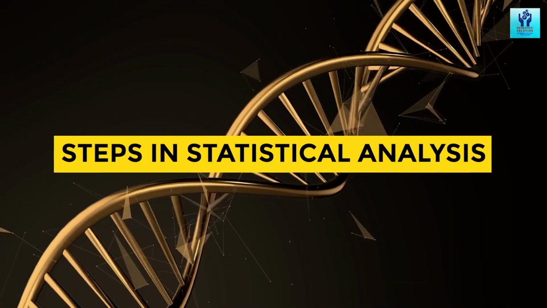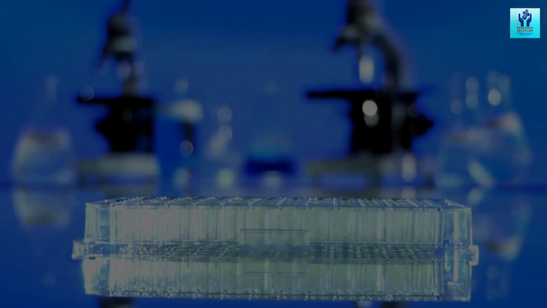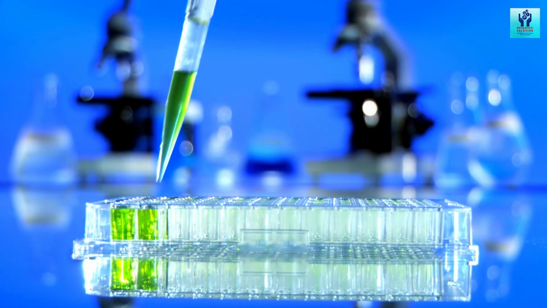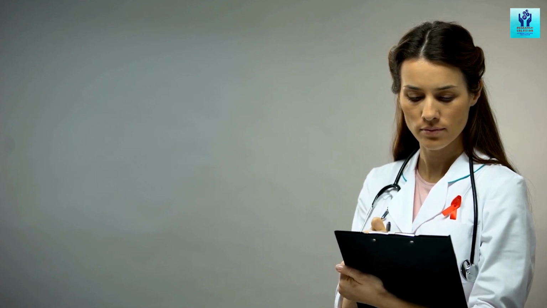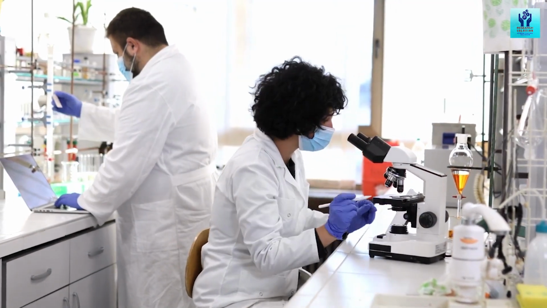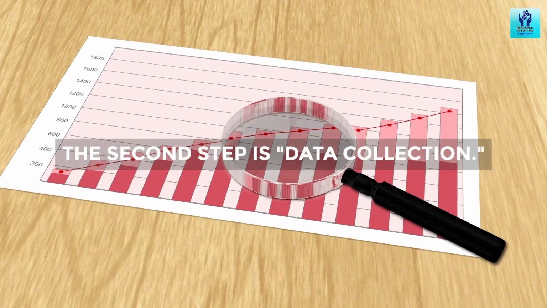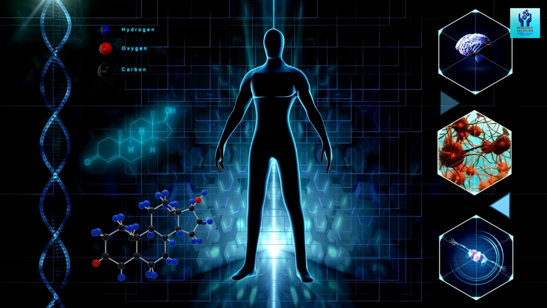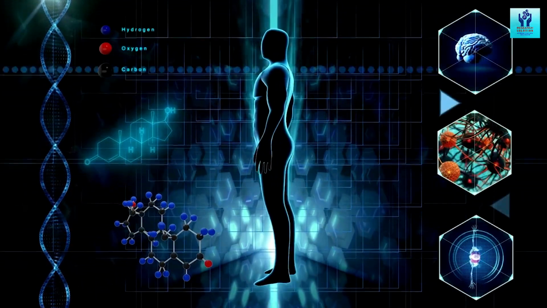Steps in statistical analysis. Statistical analysis follows a systematic process. The first step is defining the research question. It's crucial to clearly articulate what you want to investigate or learn from the data. The second step is data collection. This involves gathering relevant data using various methods like surveys, experiments, or existing databases.